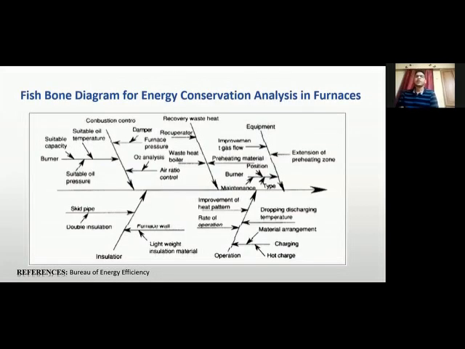Those possible causes we have to put in an Ishikawa diagram, with five parameters, that is equipment, recovery, waste heat, combustion control, insulation, and operation. And we have to validate those possible causes, where we can eliminate the heat losses, so on that basis we validate those possible causes. Next.